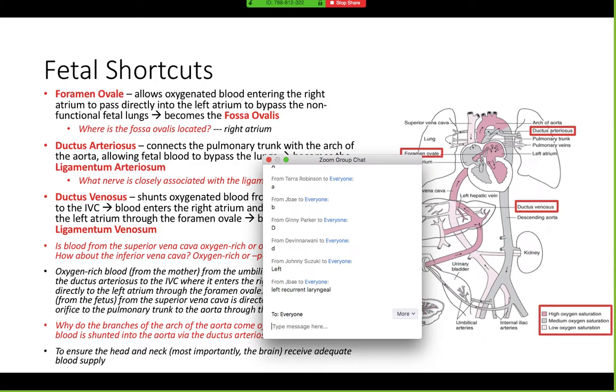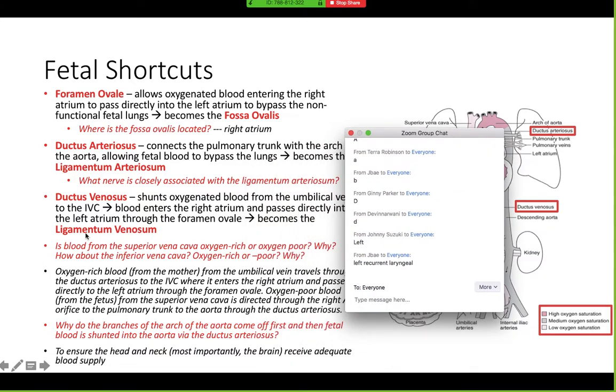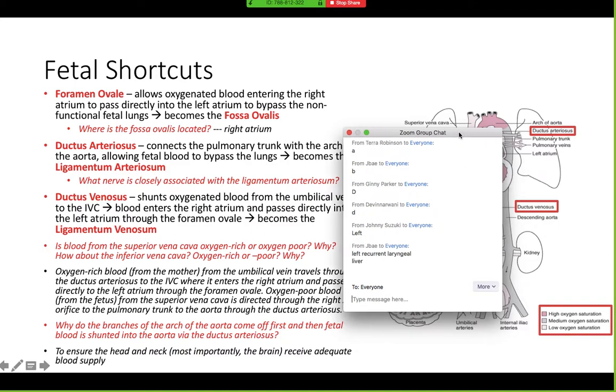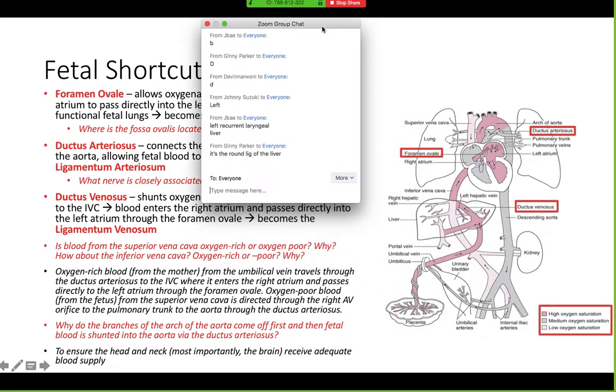I think I wrote down 2 more questions for you guys. So where do we find the ligamentum venosum in your donor? Do you guys remember talking about the ligamentum venosum? Right, liver.